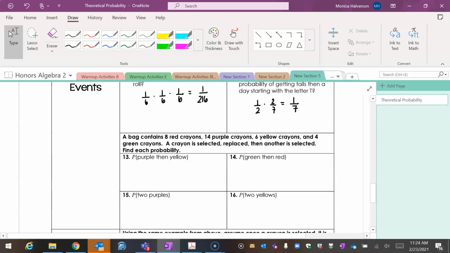And I want to focus on something in the explanation of this. A bag contains 8 red crayons, 14 purple crayons, 6 yellow crayons, and 4 green crayons. A crayon is selected, replaced, and then another is selected. The reason this is an example of an independent event is that replaced component, okay? You're putting the crayon back, meaning that the total number of crayons has not changed for each pick. All right, so I would like you to do 13, 14, 15, and 16 on your own now.